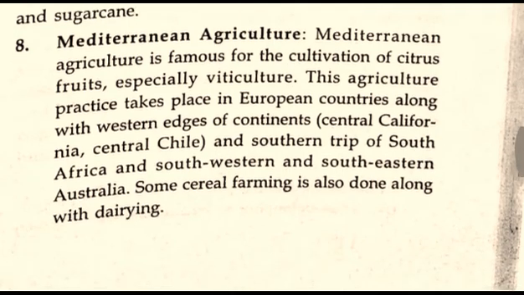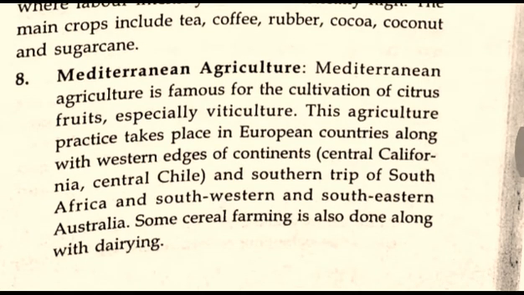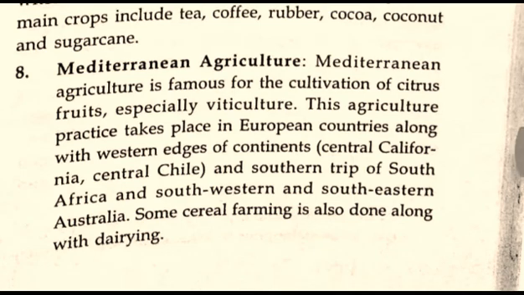And Mediterranean agriculture. Mediterranean agriculture is famous for the cultivation of citrus fruits, especially viticulture. This agriculture practice takes place in European countries along the western edges of continents, Central California, Central Chile, Southern South Africa, and southwestern and southeastern Australia. Some cereal farming is also done along with dairying.